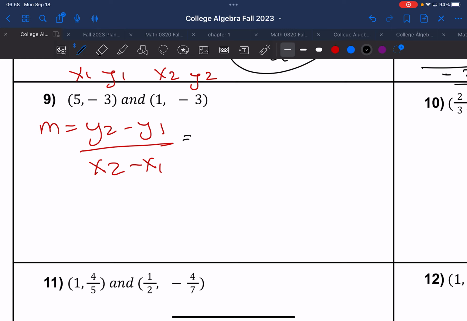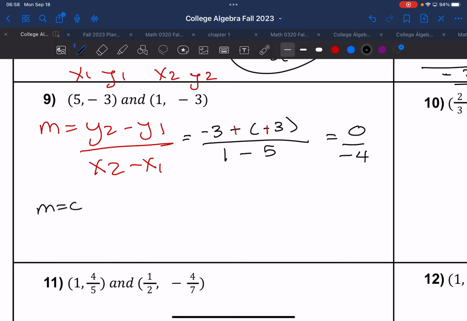Okay, so plugging in y2, we know y2 is negative 3 minus y1, which is also negative 3. So I'm going to have to put that second negative 3 in parentheses, over x2, which is 1, minus x1, which is 5. So minus a negative is plus a positive. So negative 3 plus positive 3 is 0, and 1 minus 5 is negative 4, which tells us that our slope is 0. All right, because we can reduce 0 over negative 4 to just be 0. So m is equal to 0.